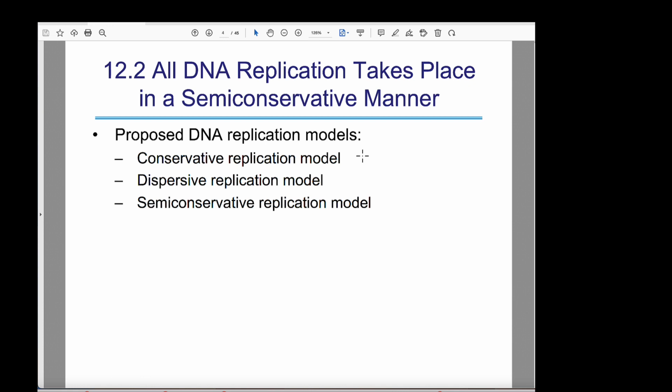In regards to DNA replication, the way in which it replicates was not known for a long time. So there were different models that were proposed to determine how DNA is replicated. Now, again, what is DNA replication? It is the copying of genetic material. But understanding the intricacies of how this occurs was not fully understood. So there were three models that were proposed: the conservative replication model, the dispersive replication model, and the semi-conservative replication model. So we'll talk about these three different models.